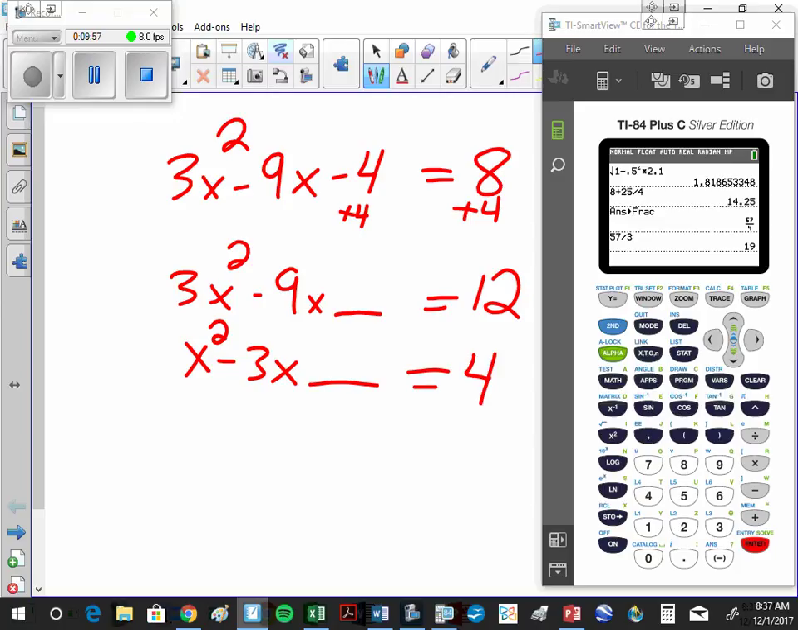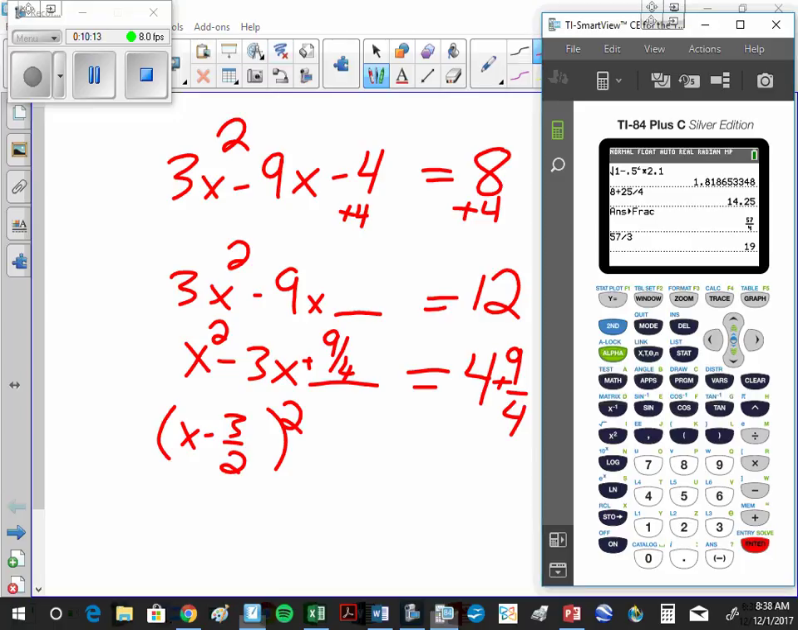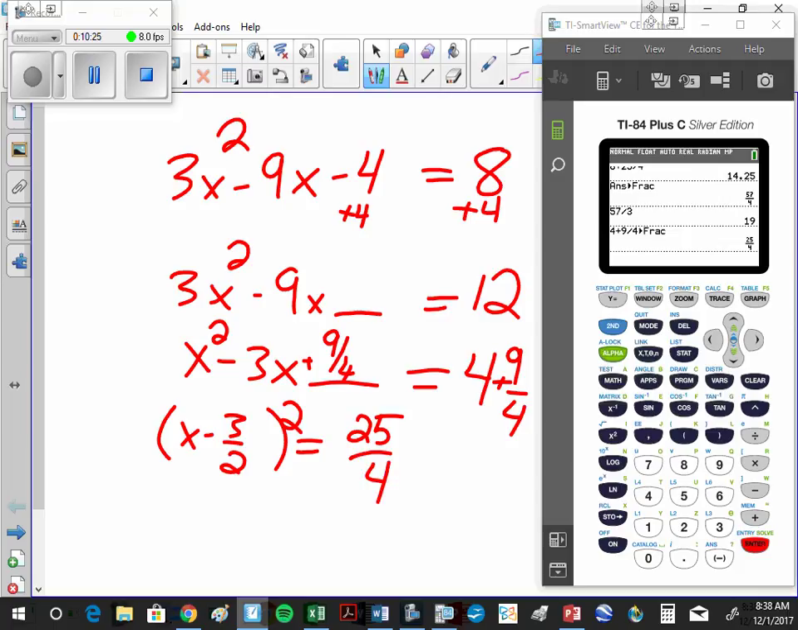What goes in the factor? 3 over 2 squared. So what's the missing number? 9 over 4. I add 9 over 4 to both sides. In my calculator, I type in 4 plus 9 over 4. And then do math fraction. 25 over 4. Now what? Square root.